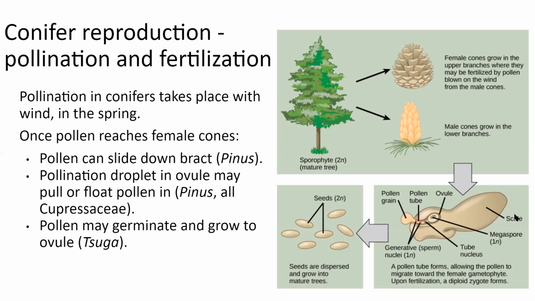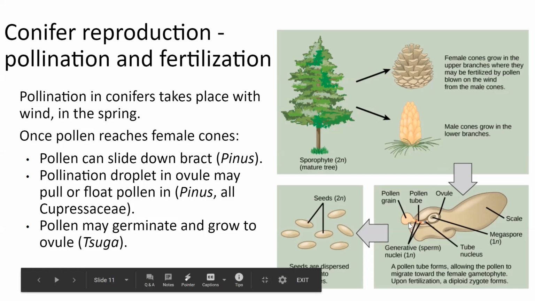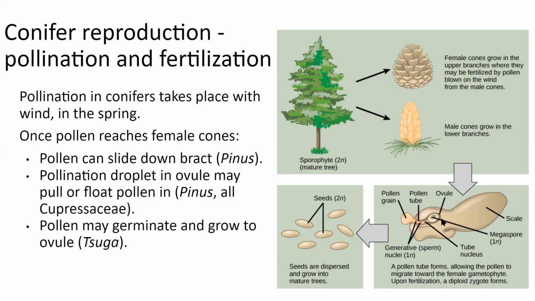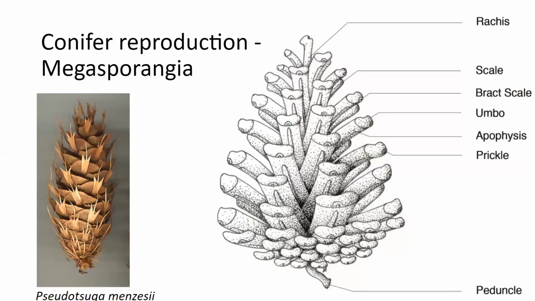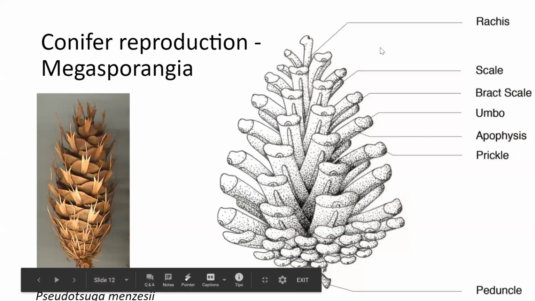And then you even have a special case with Tsuga, where the pollen can germinate and grow into the ovule. So in this case, right, this is in Tsuga or hemlock, we have the pollen grain in the end, and then it grows a pollen tube down to the ovule. This is very similar to this process that we have in angiosperms. And so let's look at the morphology of the Megasporangia. So this is just the different parts of the female cones.